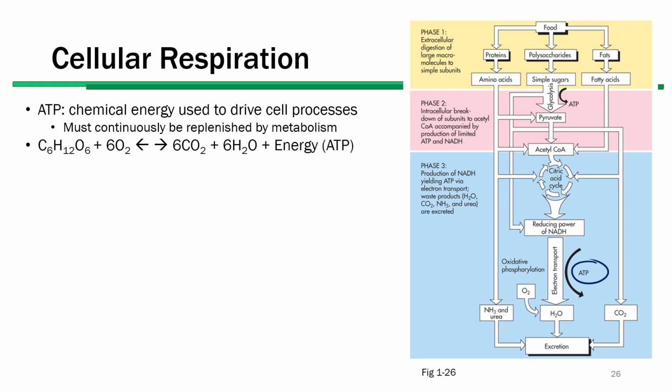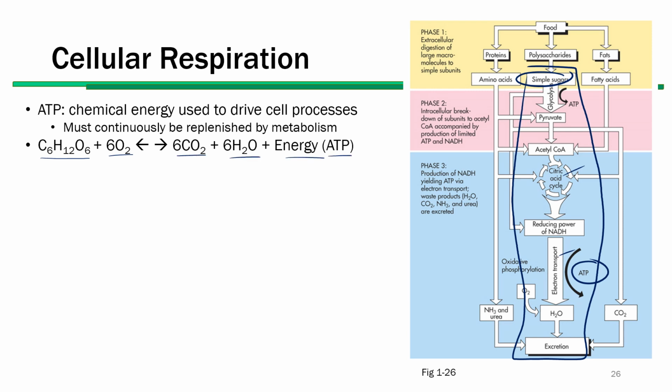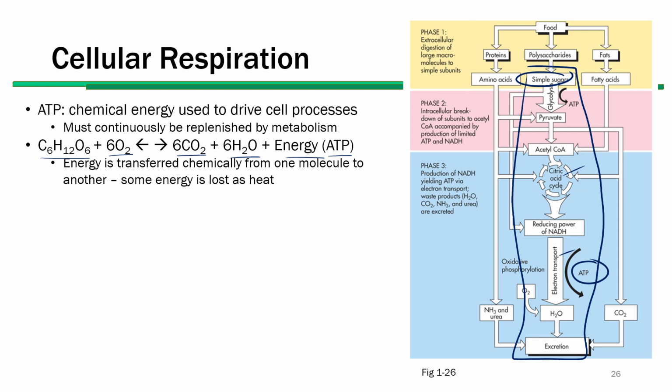The equation for the breakdown of sugar: if we're taking a simple sugar through this whole process, all the way down through glycolysis and the citric acid cycle and the electron transport chain, we start with glucose and we add oxygen and we get out carbon dioxide, water, and energy in the form of ATP. And we'll look at each of these processes a little bit. Energy is transferred chemically from one molecule to another, but some energy is also lost as heat. But what we want is, in the bonds of this glucose, we want to extract the energy and store it as ATP. We get rid of the water, we get rid of the carbon dioxide. We don't want those atoms. We want this energy, that ATP. That's what we want from that sugar.